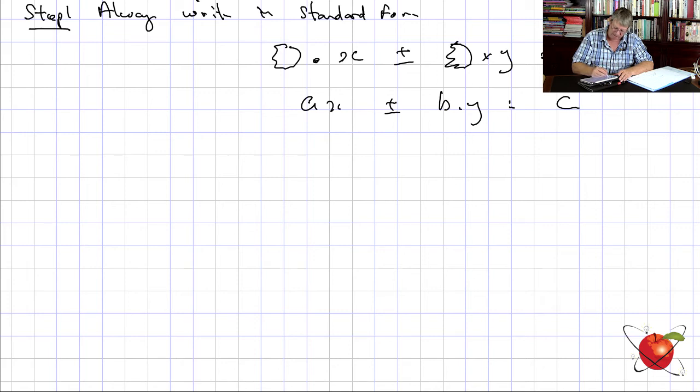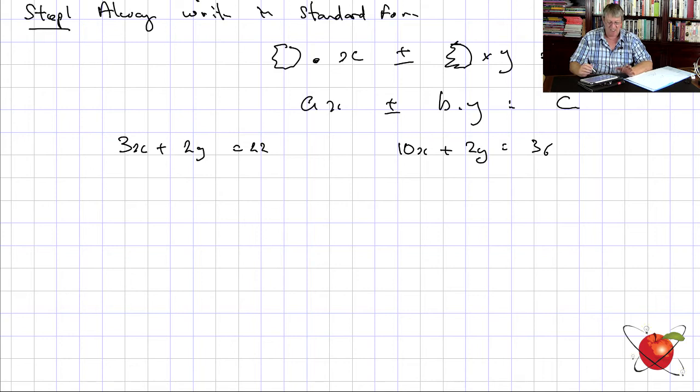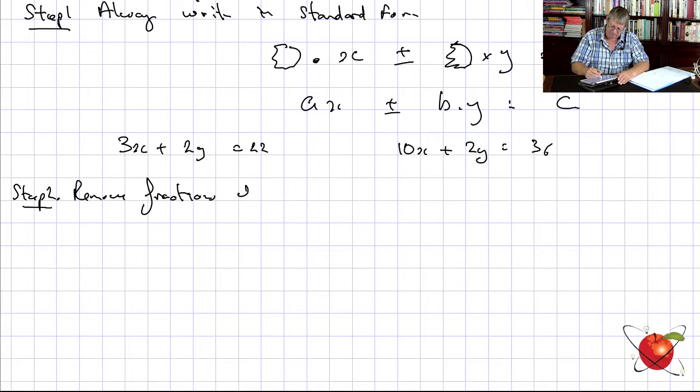Let's have a look, and we say, therefore 3x plus 2y equals 22, and 10x plus 2y is equal to 36. This is my standard form, isn't it? Because in each case I've got something times x, plus something times y, it could be minus, equals a number. The other one is the same. We write them in standard form. Step two would be remove fractions if we have any. I'll deal with those later.